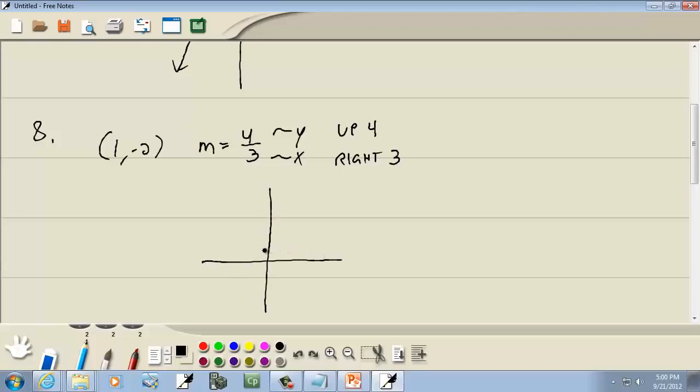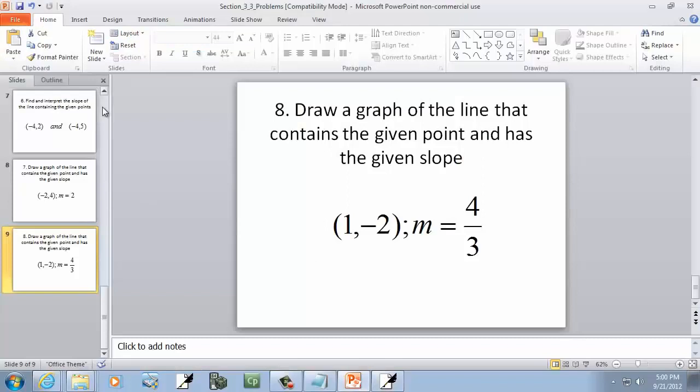So let's go put this point on here. We got 1, -2, which would be right here. Now from there, we're going to use our slope to get our second point. So that says we go up 4, right 3. So I'll go up 4 units, and I'll go right 3. And that's where I put my second dot. And after you get both dots, you draw a line through them, and that would be your answer. And I believe that's the end of the section too. It is.